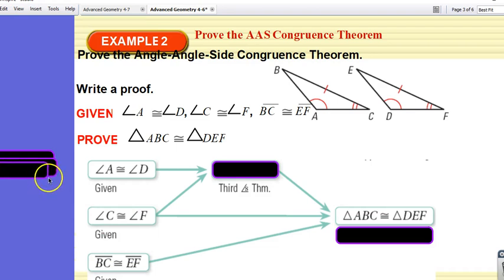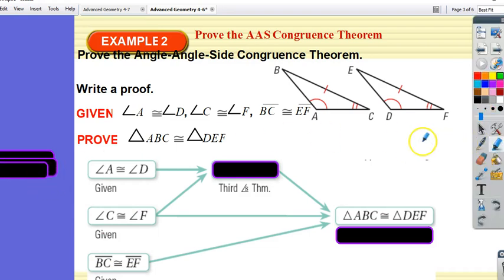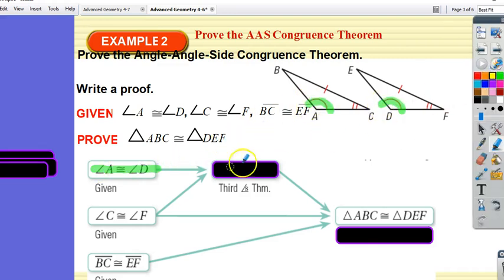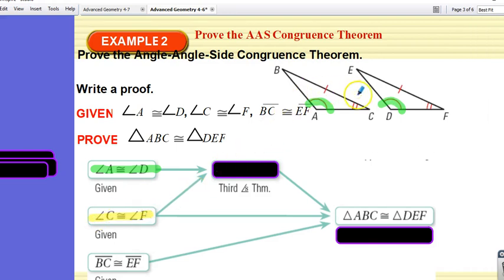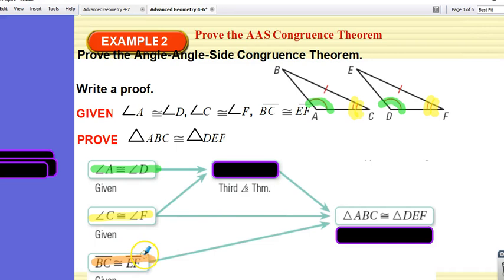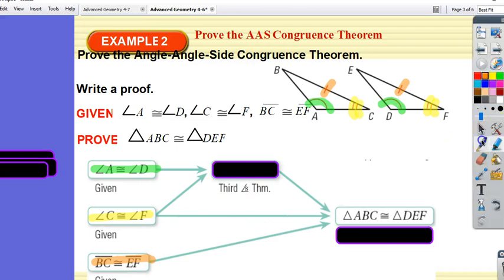Okay? So I'm going to mark things as I see them. So right here, given, angle A is congruent to angle D. A and D. Angle C is congruent to angle F. C and F. Segment BC is congruent to segment EF. BC is congruent to EF. So I marked the 3 givens that were given. So now, what's next? We did that.